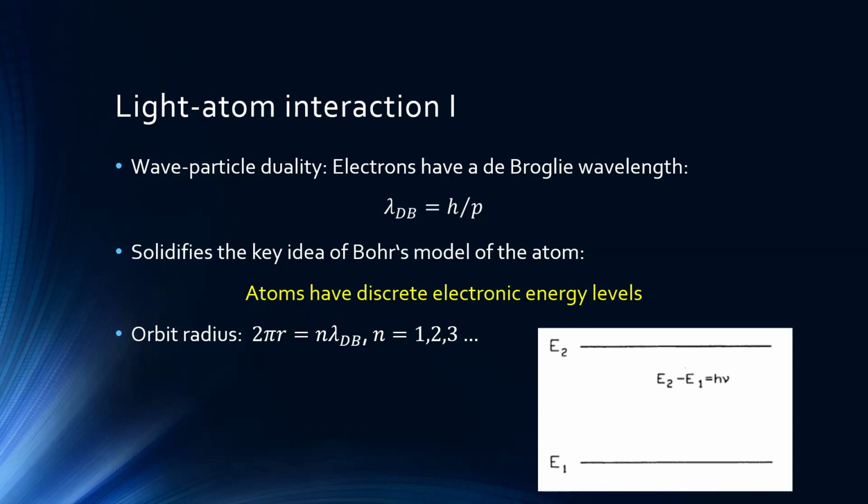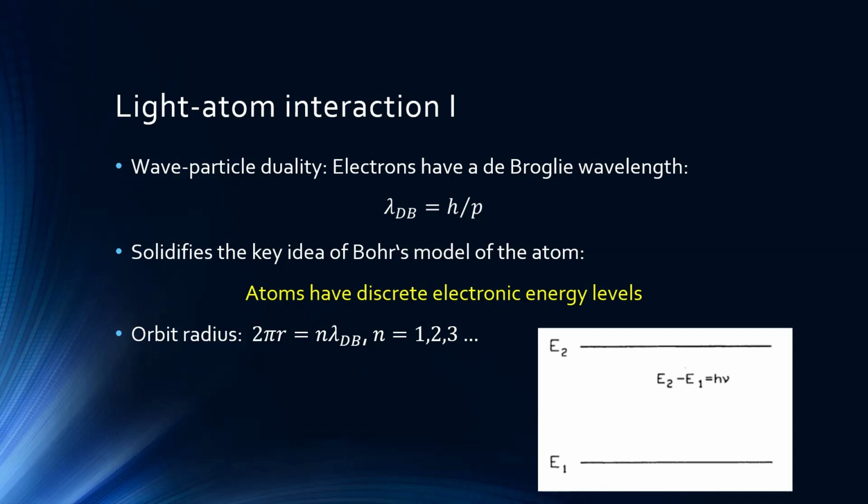Of course, we know today that this isn't the whole picture. If we actually want to describe atoms in full, we still need to solve the Schrödinger equation. But this is the very basic and nice visualization of why we describe atoms with discrete electronic energy levels. And that's the main takeaway that I want you guys to remember from this slide.